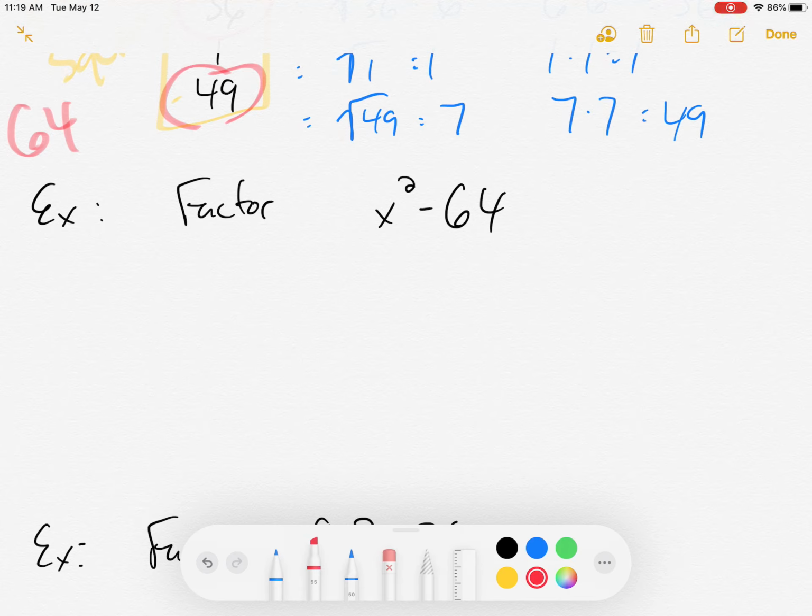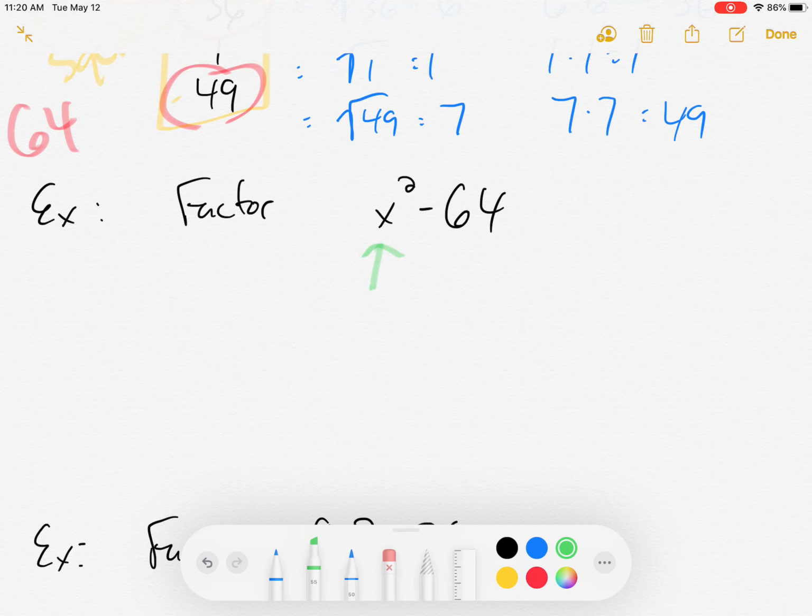Okay, so factoring these is actually pretty simple. I kind of teach a different process, but your answers will be the same. So factor x squared minus 64. Now we know this is difference of squares because first of all, I'm subtracting. It has to be subtraction. If this was plus 64, I couldn't do it. But again, it's a minus sign, so it's a difference.